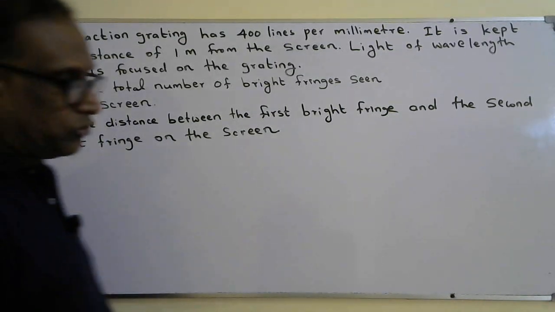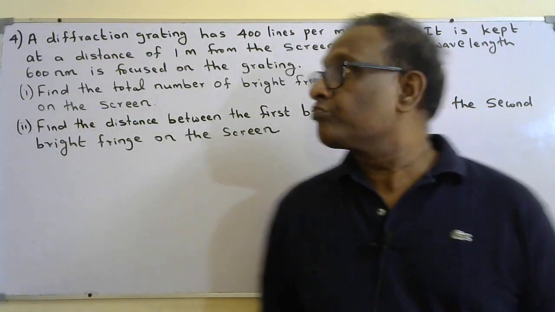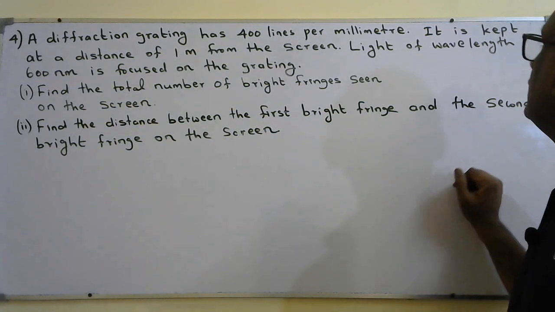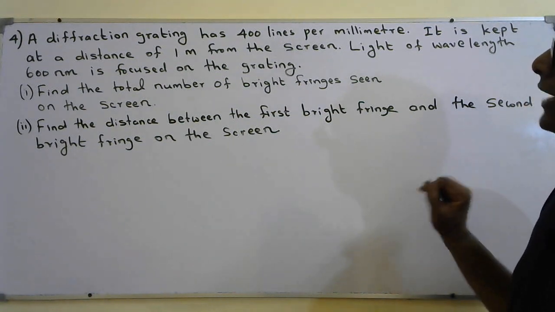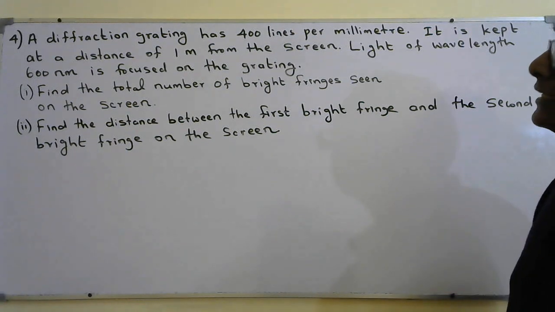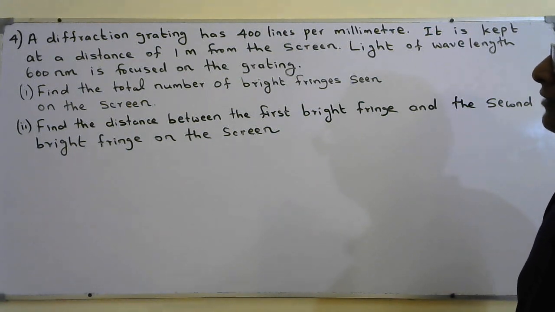Okay, so this is the fourth question. A diffraction grating has 400 lines per millimeter. It is kept at a distance of 1 meter from the screen. Light of wavelength 600 nanometers is focused on the grating. Find the total number of bright fringes seen on the screen.